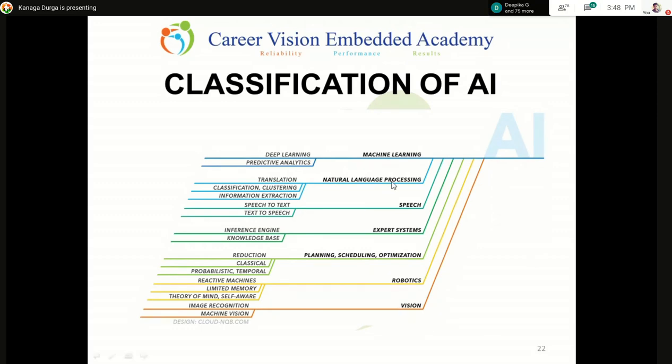NLP, natural language processing. Natural language processing is nothing but the technology in which we use Google Assistant. If we ask our Google Assistant to set an alarm, it sets the alarm. You just speak to the Google Assistant and it automatically sets the alarm. This is possible because of natural language processing, where the system has to understand your accent, convert your speech into text, and then process that data.